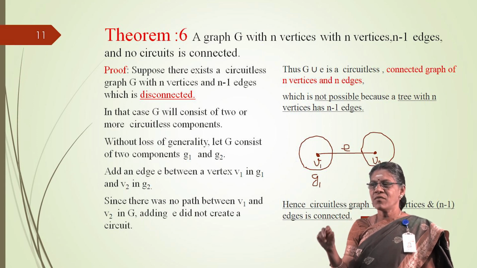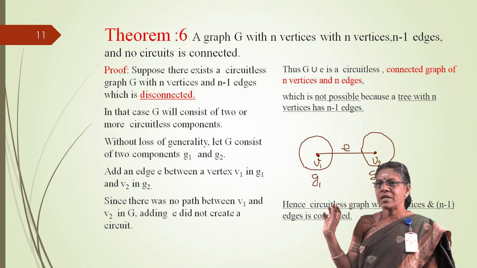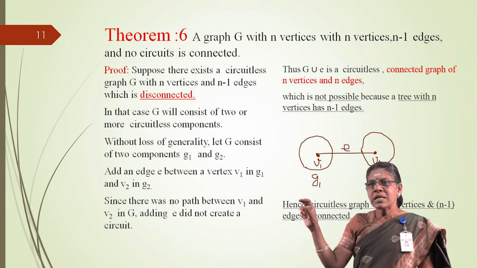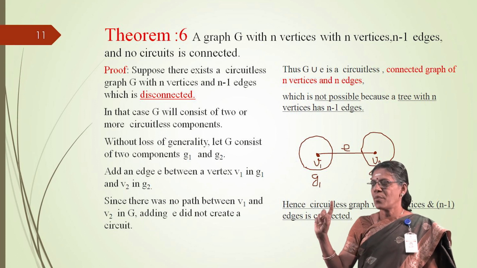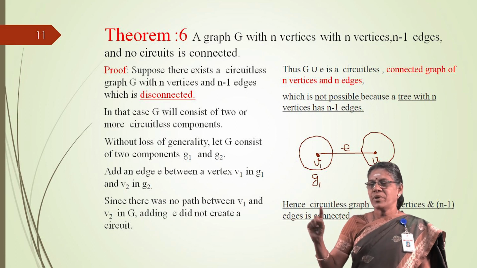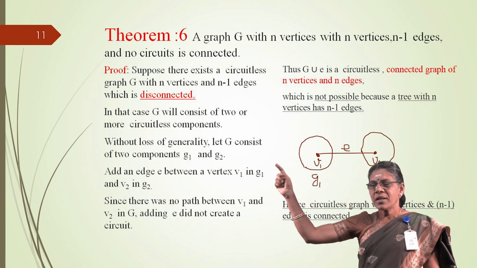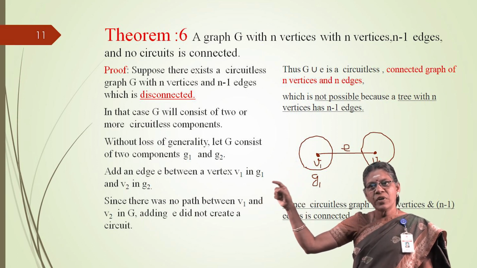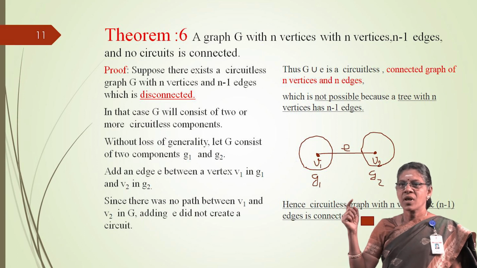G is a disconnected graph, so it will have more components. Without loss of generality, let G consist of two components, G1 and G2. Add an edge E between a vertex V1 in G1 and another vertex V2 in G2.